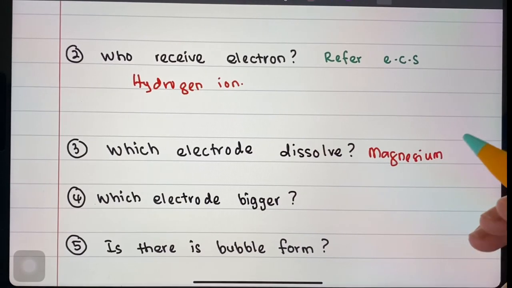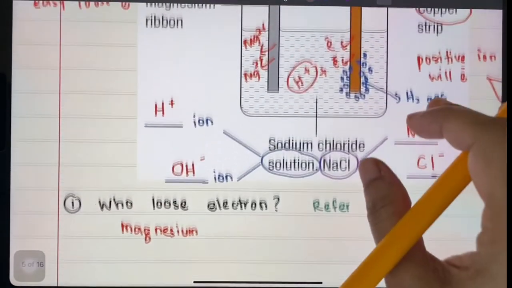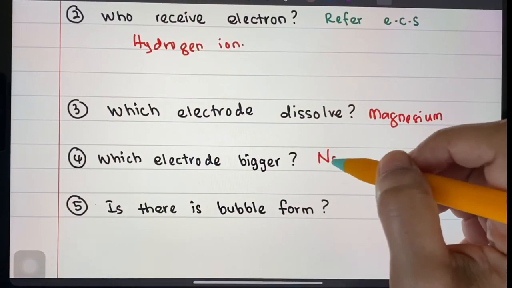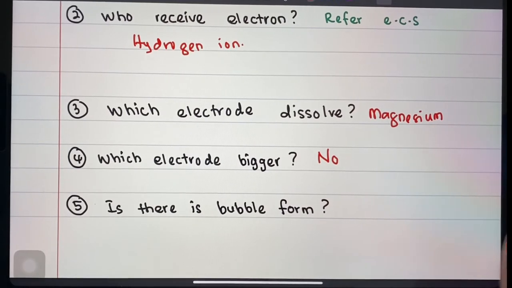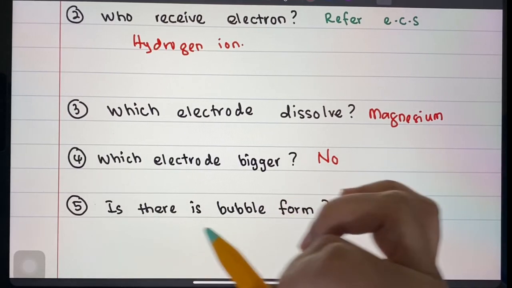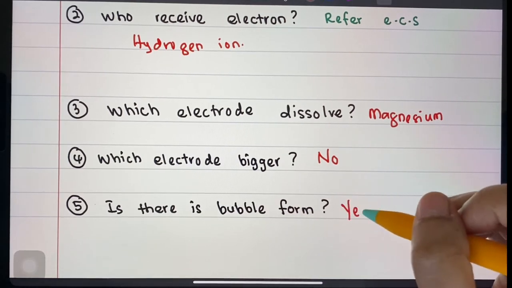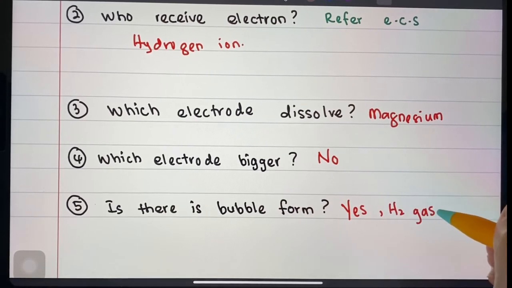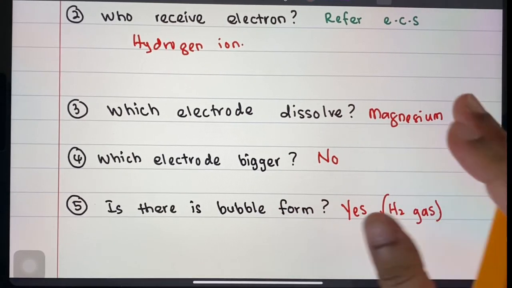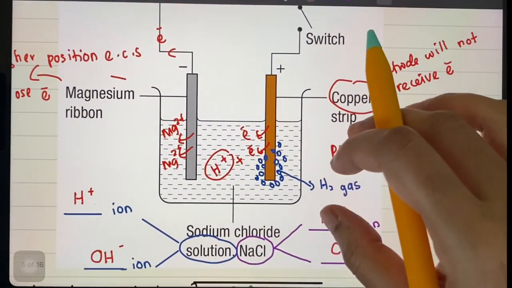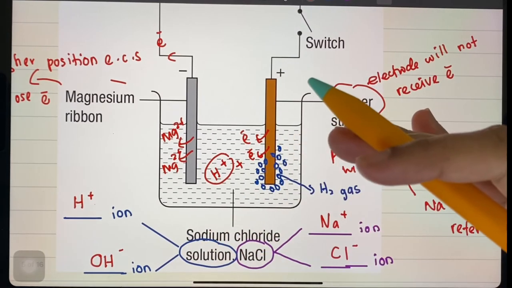Which electrode will become bigger? Does the copper electrode become bigger? No. No electrode will become bigger. Why? Because no copper is deposited, because we did not use copper sulfate electrolyte. So is there a bubble formed? Yes. So what is the bubble? Hydrogen gas, if the question asks further. So this is how you explain this question. Alright, if we use a different electrolyte, it will affect our result. Remember that.